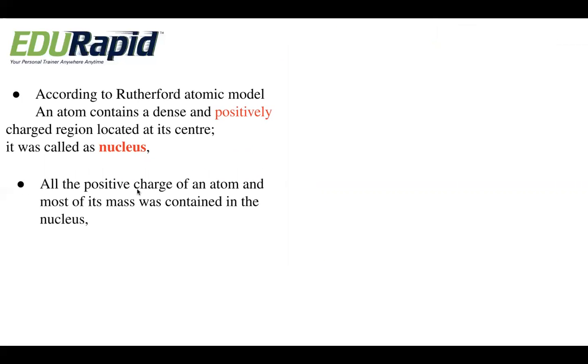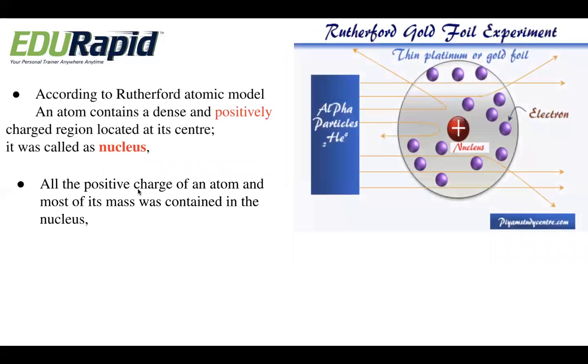According to the Rutherford atomic model, an atom contains a dense and positively charged region located at its center. Since the helium is also positively charged and it was completely retracing its path, Rutherford said there must be something positively charged at the center. So he said it contains a dense, positively charged region at the center, and he called it a nucleus. This was one of the inferences of his experiment.